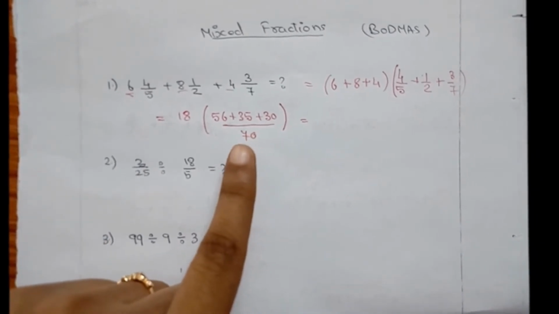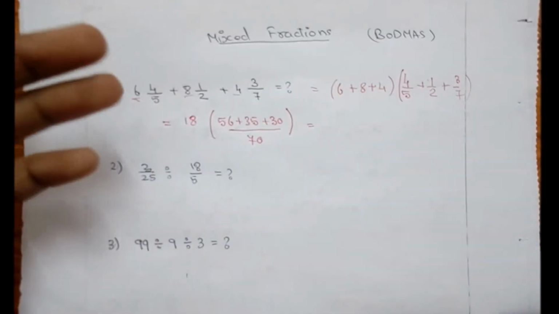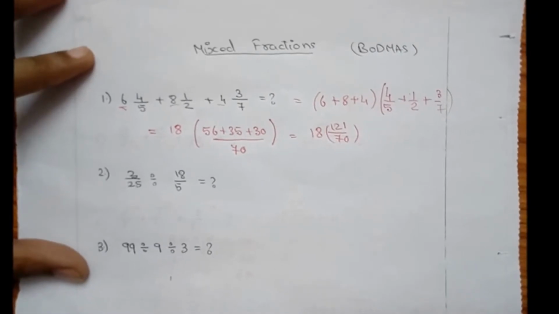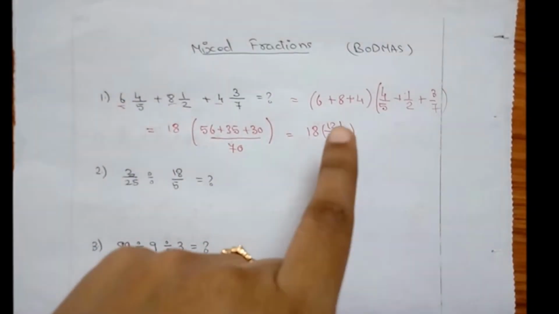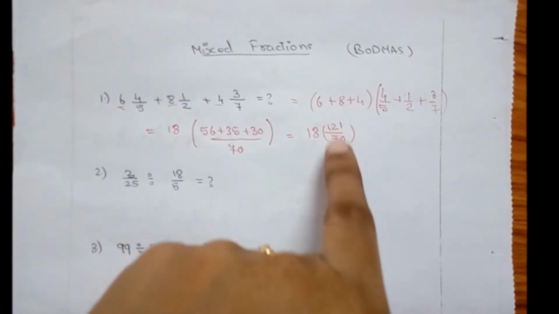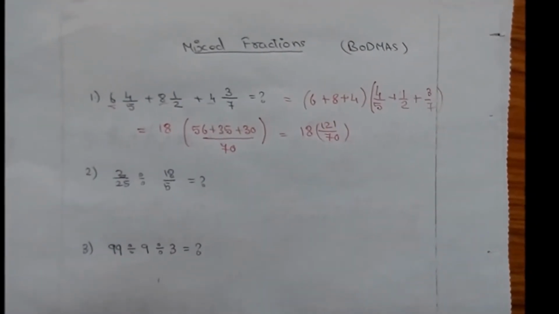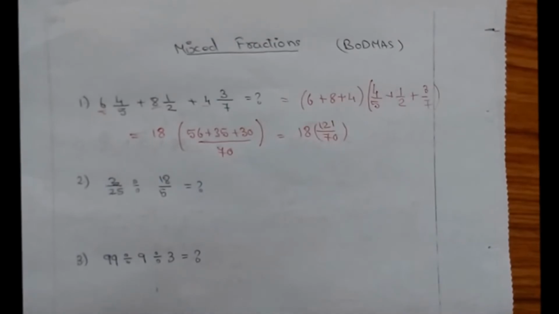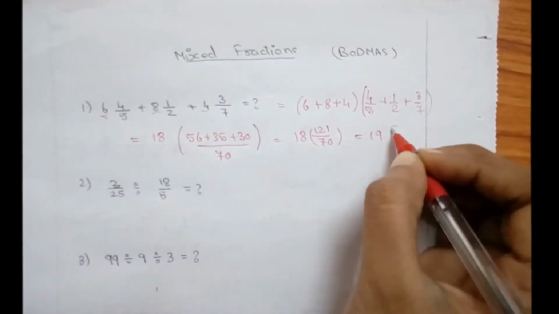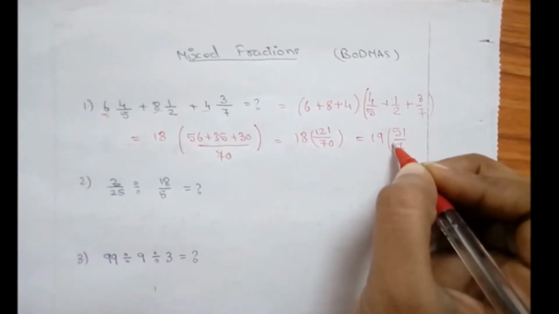Just try it by yourself. I have already worked out the fraction part, so I am going directly to the answer. After adding I will get 18 and 121 by 70. See, I have 121 by 70, so I can write it as 19 51 by 70, like this. 19 51 by 70.